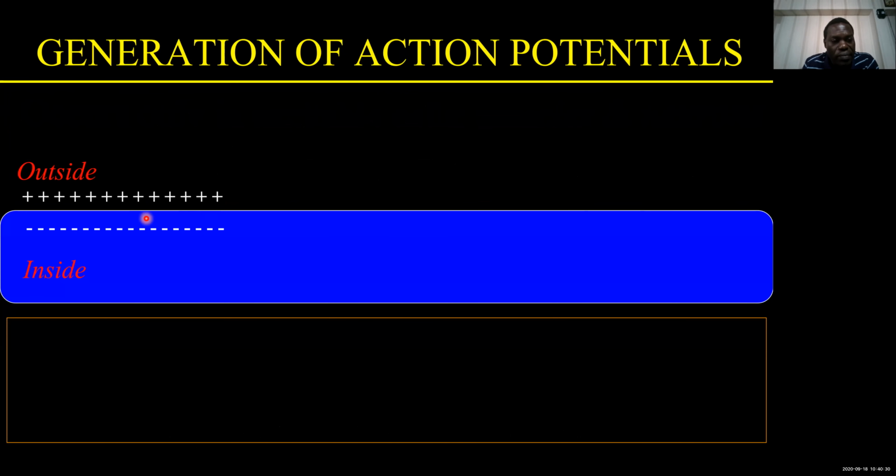Let's look at this. Consider this to be inside the cell, and this is outside the cell. The membrane at rest is positively charged outside and negatively charged inside. So this is the resting membrane potential. It's the resting state, normal for neurons. It's at -70. For muscles, it's at -85 for cardiac or -90 for skeletal muscle. Point is, this is the resting membrane potential.